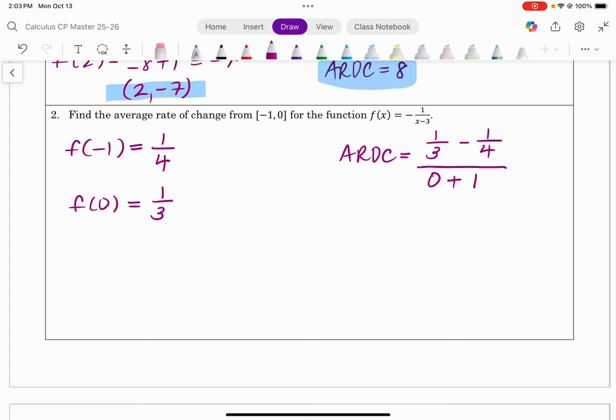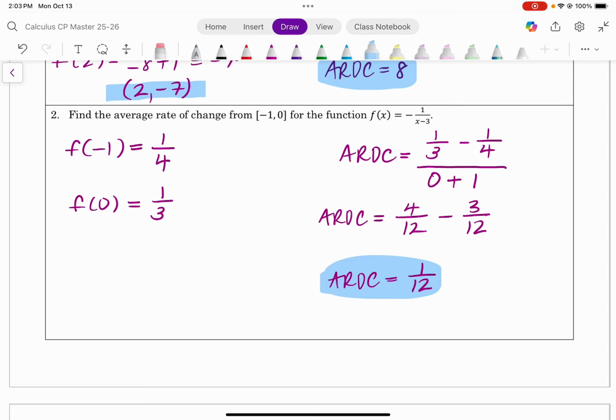Now, conveniently, the denominator will go to 1, so I don't have to worry about it. But in order to combine those 2 other things, I do need to make common denominators. So that'll be 4/12 minus 3/12, which will give me an average rate of change of 1/12. And that will be your answer to that question. Great. So that's how you do it when you're given a function.